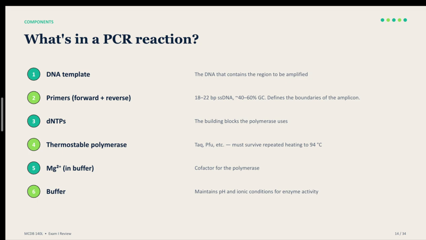Mg2+, it's a cofactor, which means that if you have either too much or too little, the reaction will fail. The buffer is just the thing that is the environment, right? Because remember, all these reactions that we're doing need to be maintained in a biological environment, right? So this is the thing that will maintain pH and ionic strength. Cool.